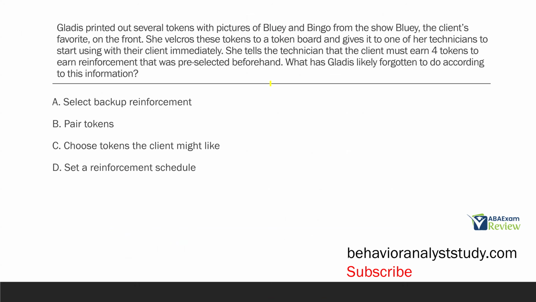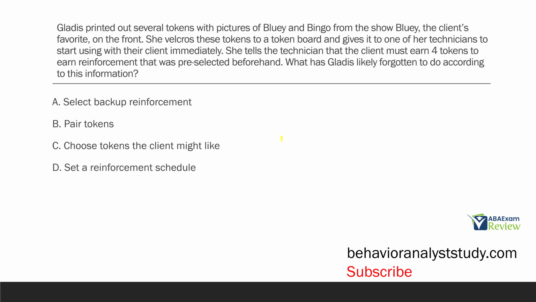Gladys printed out several tokens with pictures of Bluey and Bingo from the show Bluey, the client's favorite, on the front. She velcros these tokens to a token board and gives it to one of her technicians to start using with their client immediately. She tells the technician that the client must earn 4 tokens to earn reinforcement that was pre-selected beforehand. What has Gladys likely forgotten to do according to this information?